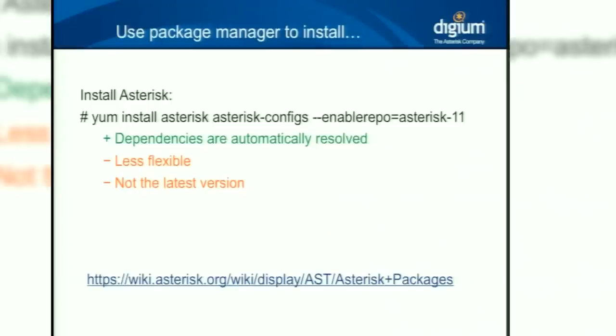Right. And how would you do that? After you got those repos done and you wanted to say, yeah, I can use the package manager to do this and just get whatever's out there, whether it's exactly what I want or not, how would I do this? You would issue a yum install asterisk-configs. And this last line, enable repo equals asterisk-11. That's how you choose the version number. So you can put the definitions for 12 and 11 in there, but then you specify which one you want to compile on that machine by grabbing it there. Okay. And dependencies are automatically resolved, which is why people use modern package management anyway, isn't it?